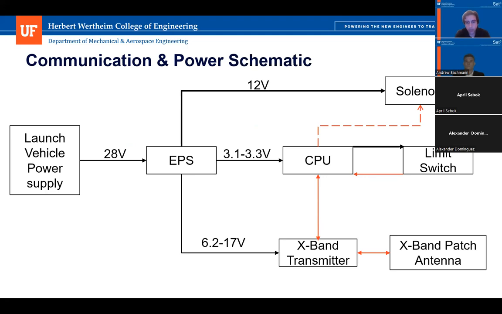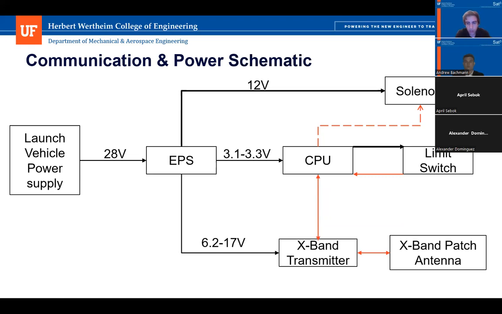First, I'm going to explain the CPU. The CPU is also directly connected to the limit switch, and as seen from the red arrows, the limit switch also sends signal back to the CPU. What this is for is to make sure we know when the door is open and closed.